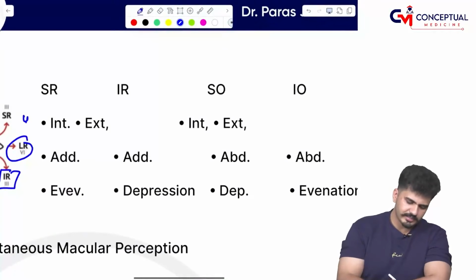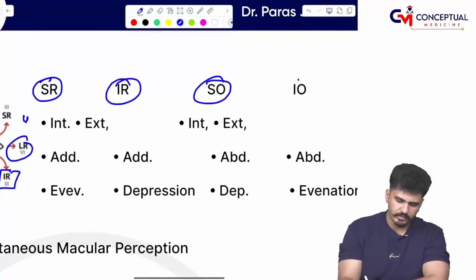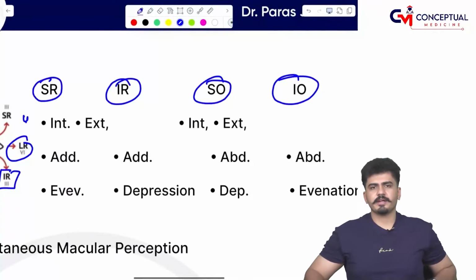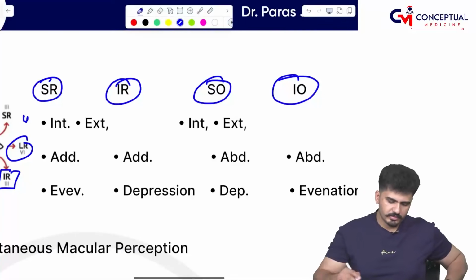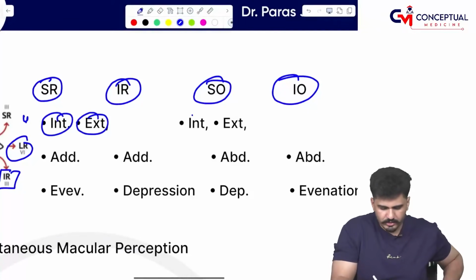So write down like this: SR, IR, SO, IO. Superior rectus, inferior rectus, superior oblique, inferior oblique. So intorsion, extorsion, intorsion, extorsion.